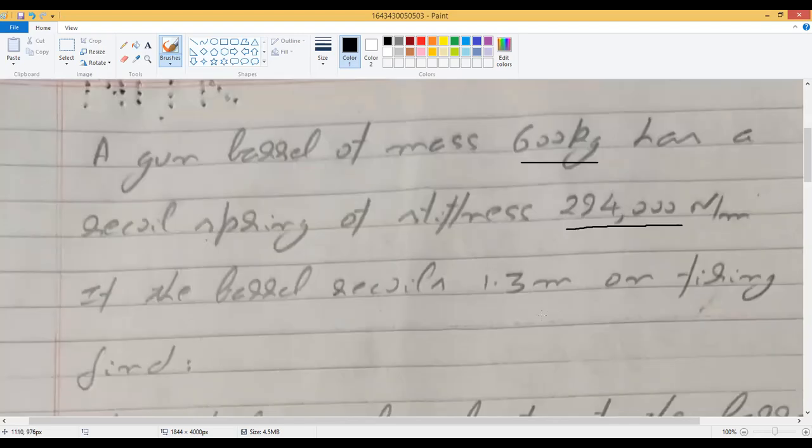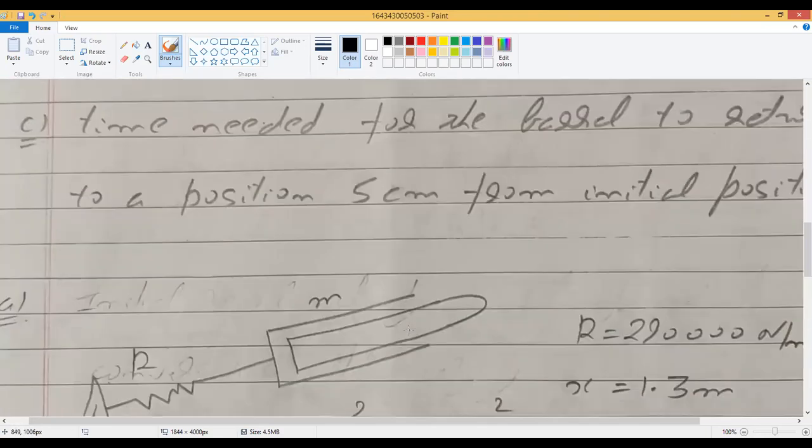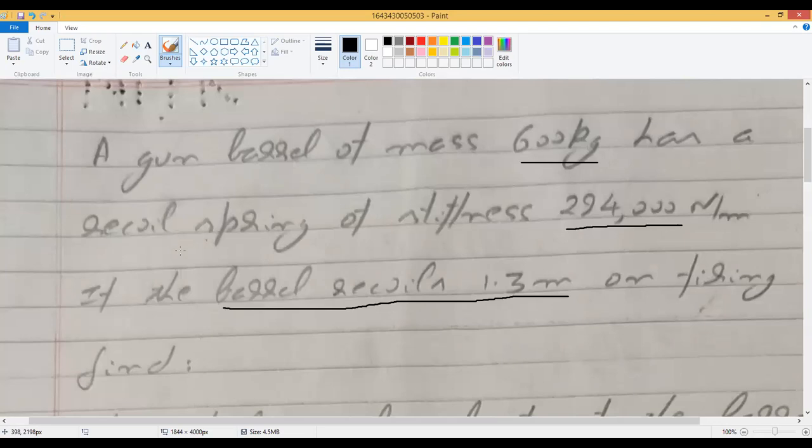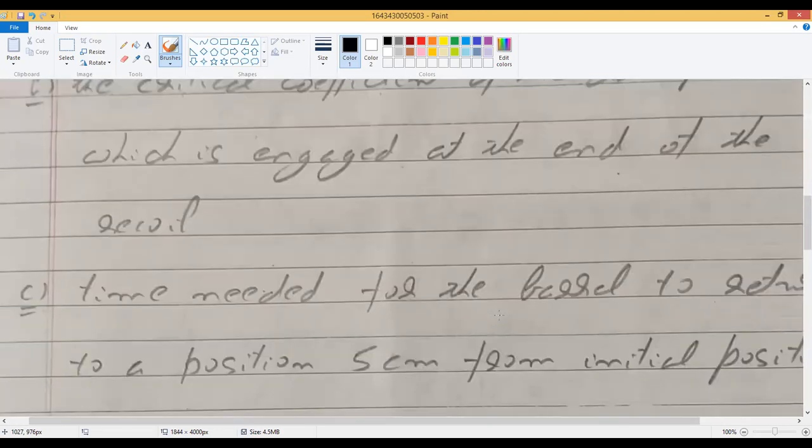Once the projectile has been launched, the barrel, that is the hollow cylinder, recoils through a distance of 1.3 meter. This is the backward stroke. I have a figure here. This is the hollow cylinder, this is the projectile P, and to the barrel B there is a spring K attached. The values of the mass and the stiffness are given. So the first part of the problem is that the barrel recoils by a distance of 1.3 meter on firing. Okay, so obviously this means, just a moment.